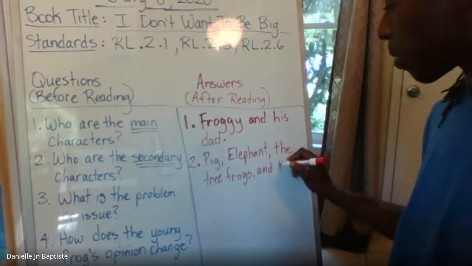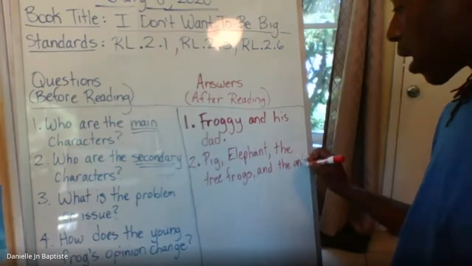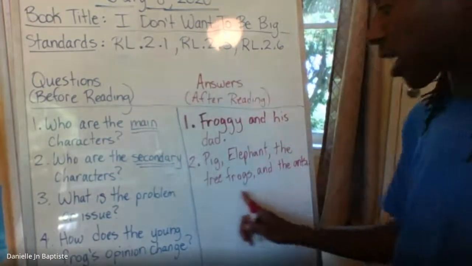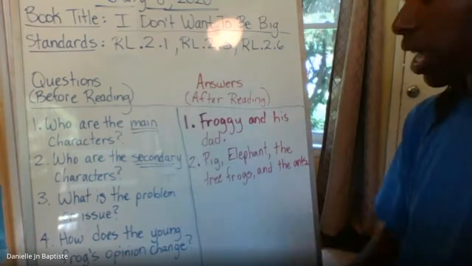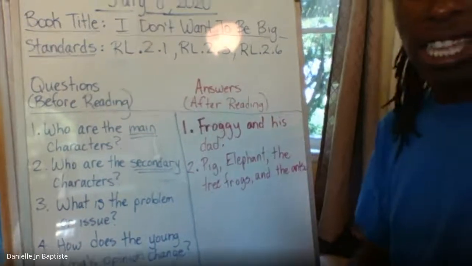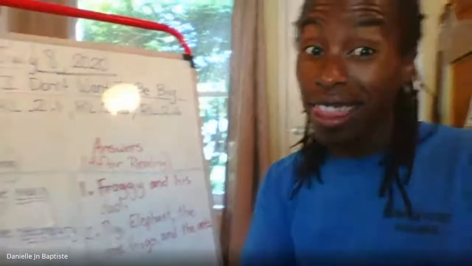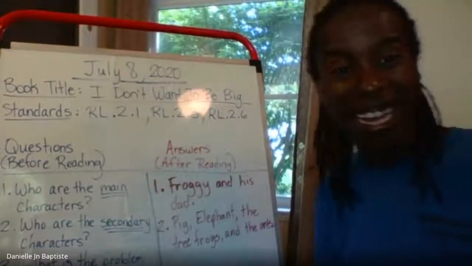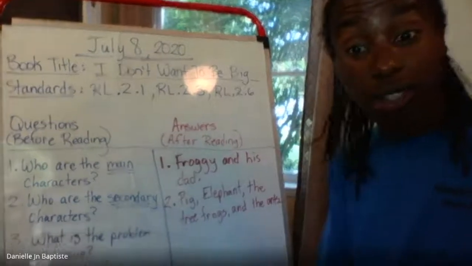And the ants. Those were our secondary characters, meaning that the story wasn't focused on them. Most of the time was focused on Froggy and his dad. So let's look at our next question.